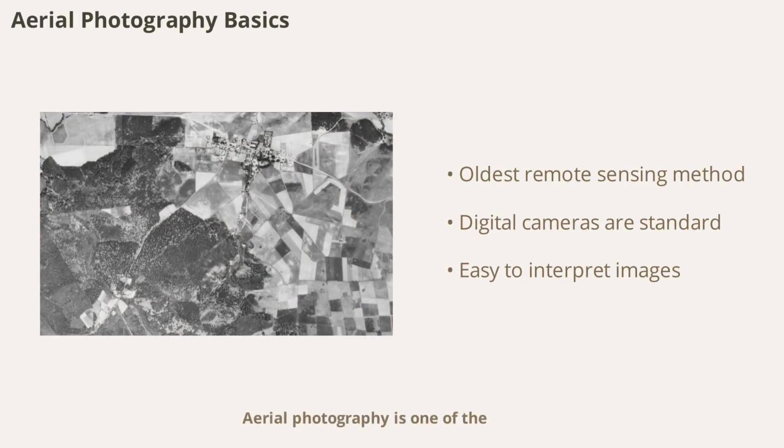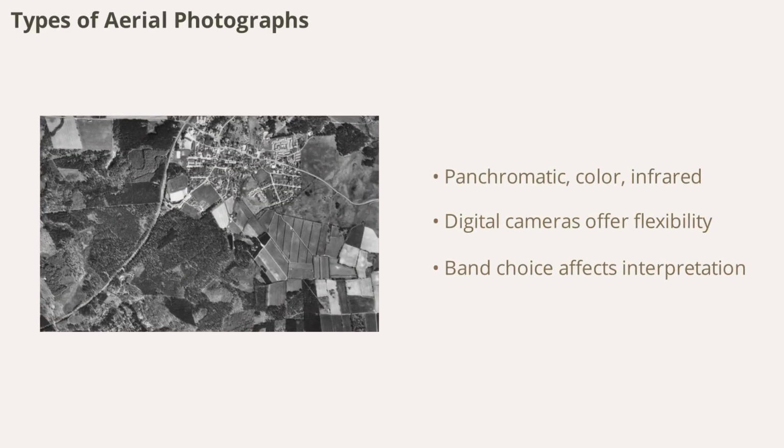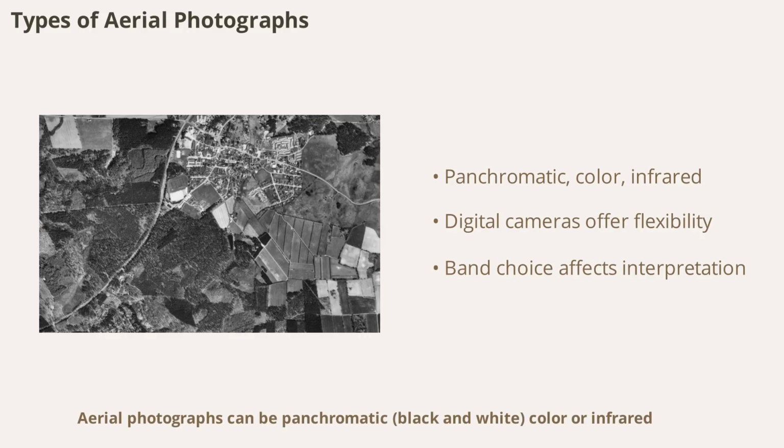Aerial photography is one of the oldest and most widespread remote sensing methods. Traditionally, it used film cameras mounted on airplanes, capturing vertical or oblique images. Today, digital aerial cameras are standard, recording in multiple bands: blue, green, red, and near-infrared. These images are easy to interpret because they closely resemble what we see with our eyes, making them invaluable for mapping and survey. Aerial photographs can be panchromatic, black and white, color, or infrared.